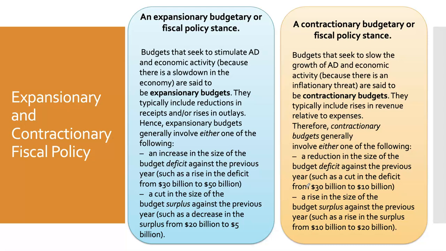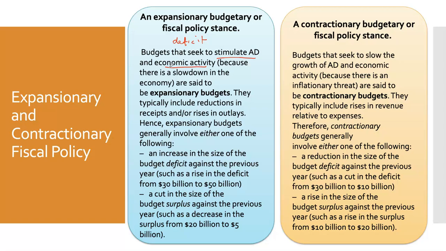Let's just have a quick, hopefully a bit more revision on what we mean by expansionary and contractionary, because I'm going to talk about these a lot. An expansionary budgetary policy is a budget that is going to be in deficit. So I'm going to write this word here so we remember. These are budgets that seek to, because of their deficit, so more spending than receipts, stimulate aggregate demand and economic activity. They're doing this because there is a slowdown, and hence they are expansionary budgets because they're trying to expand economic activity.